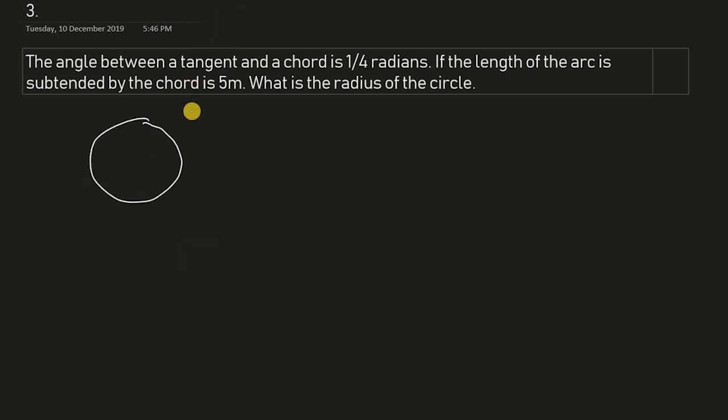Okay, yan na lang. So the angle between a tangent and a chord is 1/4 radians. So ano ba yung tangent? By definition guys, dapat alam niyo kung ano yung mga chord, tangent, radius, diameter, ganun. That would be very helpful. Tangent is a line which touches the circle at only one point.